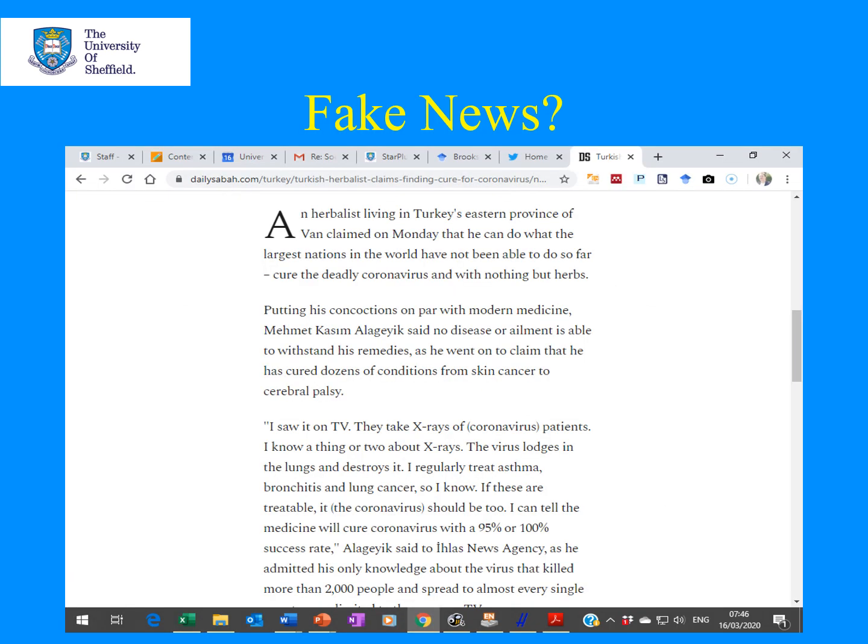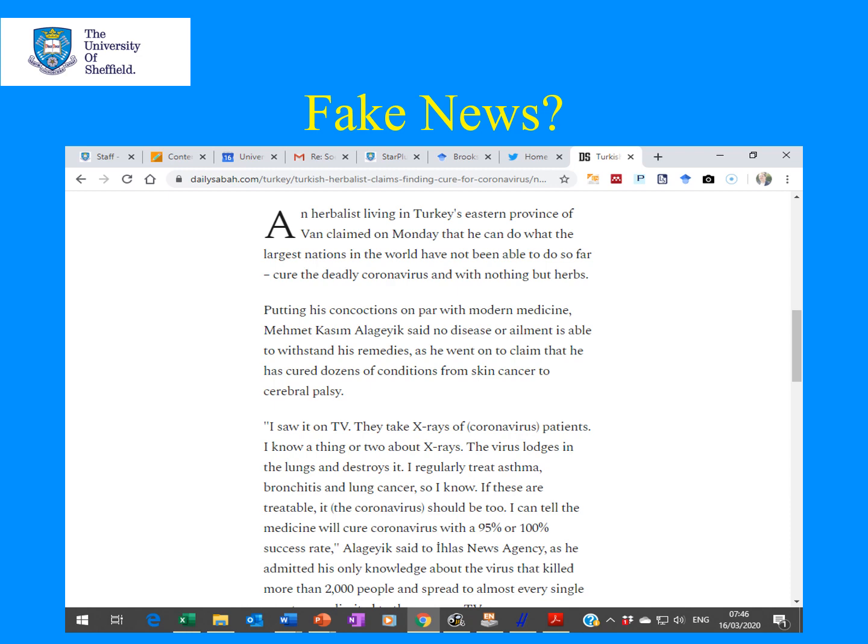Of course, such uncritical news items are becoming increasingly common in the context of COVID-19. We see here a claim from a herbalist in Turkey that he can cure the coronavirus, and claims a success rate of 95% or 100%. And this is from a position of acknowledged ignorance, and we need to be able to assess these reports.